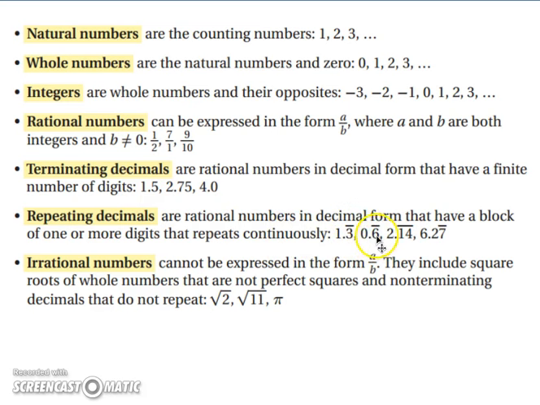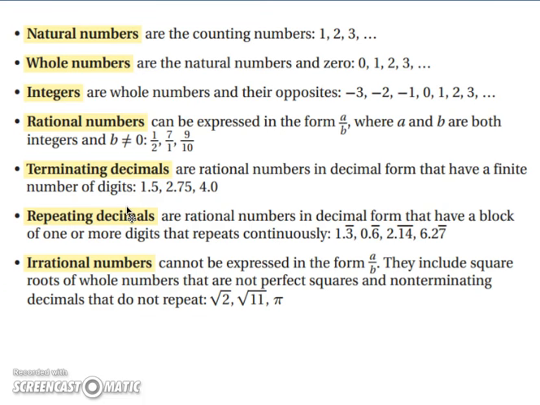And then you have 0.66666666, and it keeps going forever. Or you can have it with two numbers that keep repeating. So like 0.141414, or 6.2777777. If it's repeating and it just keeps repeating the same number or same group of numbers, it's still a rational number. Now you have irrational numbers.